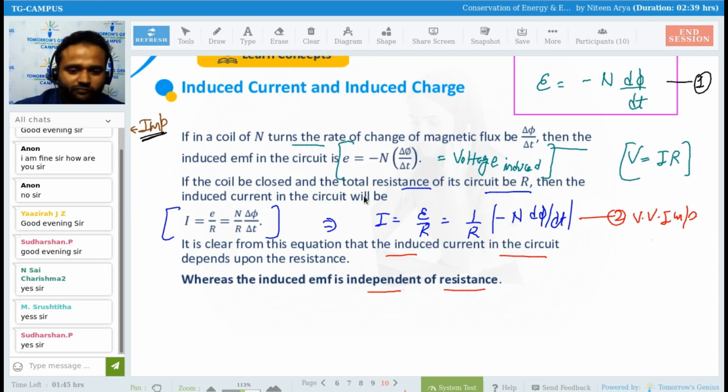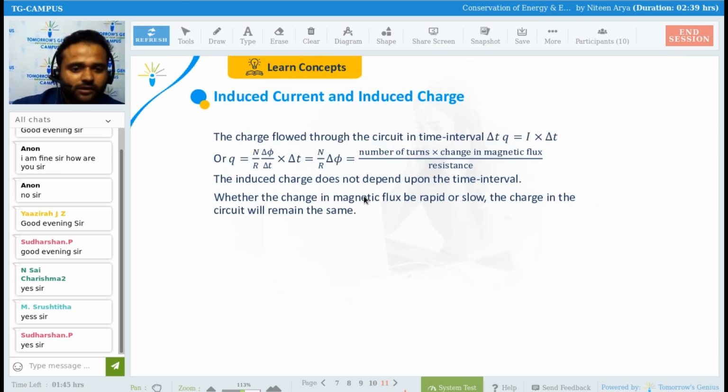Clear? Very easy then. If you understood induced I, so power equals VI, power equals V square by R. Heat energy you can also find, I square RT. So many things you can find. So induced current and induced charge. Now induced charge we need to know.